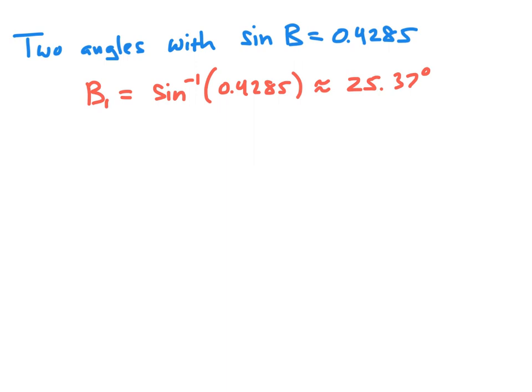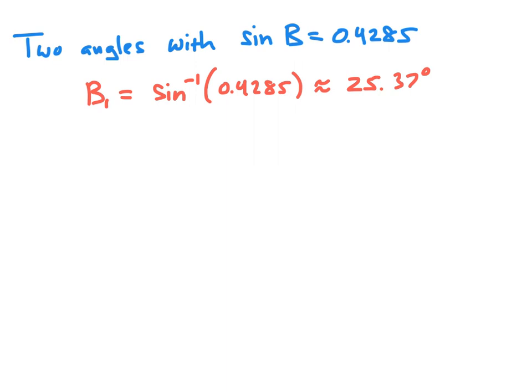And so this angle B1 is 25.37 degrees, and this angle will always work as long as it's defined. In this case, we know we have at least one triangle in this particular problem, and angle B would be 25.37 degrees in that particular problem.